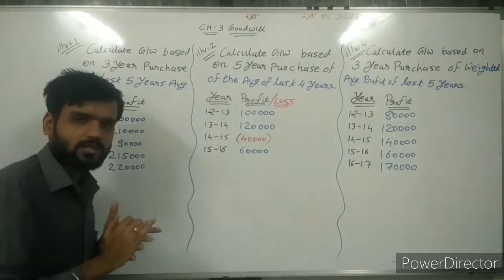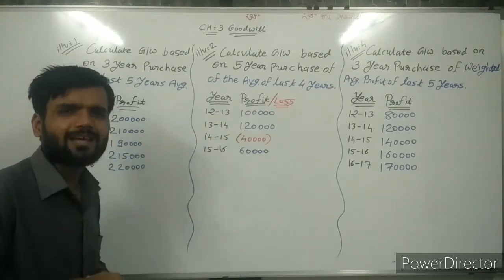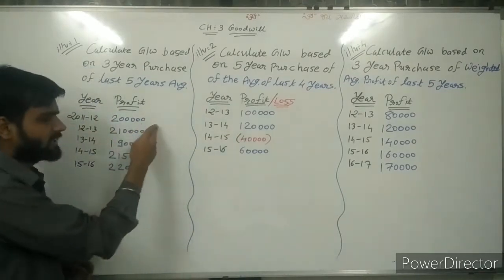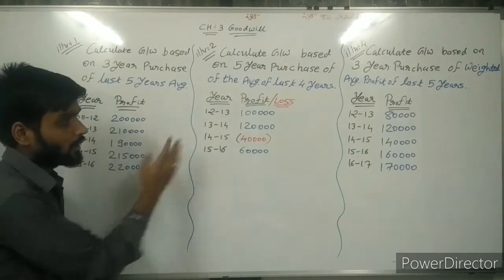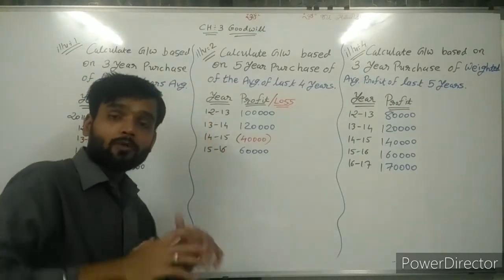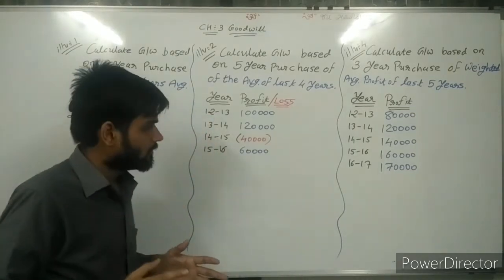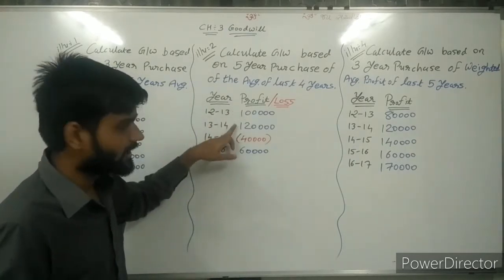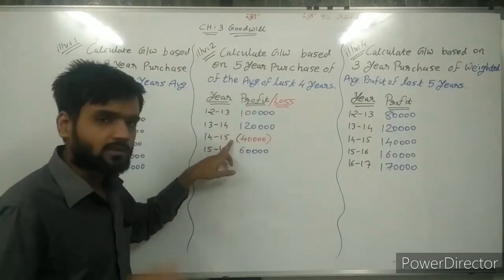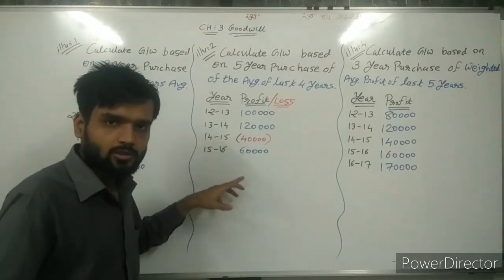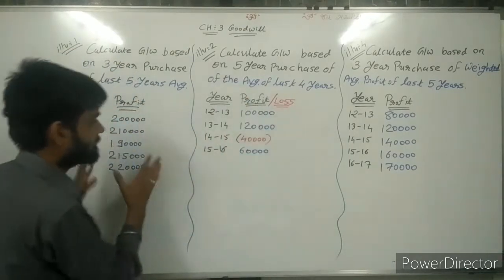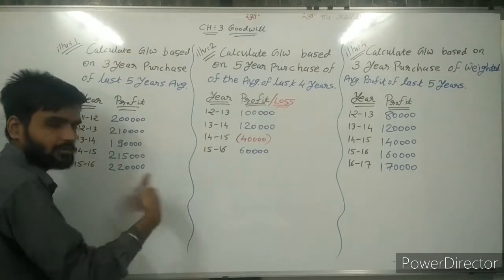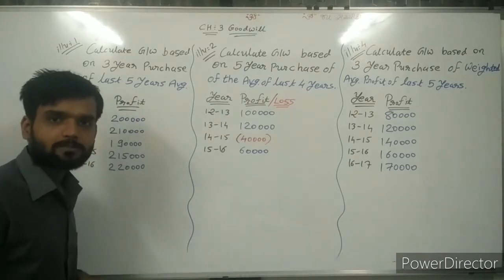So in both situations, profit is not stable. First increase, decrease, then increase. Here is a different situation: very much variation in the firm. Increase, then directly loss, then again profit. So here variation is more, there variation is less. That is the comparison of these two firms.